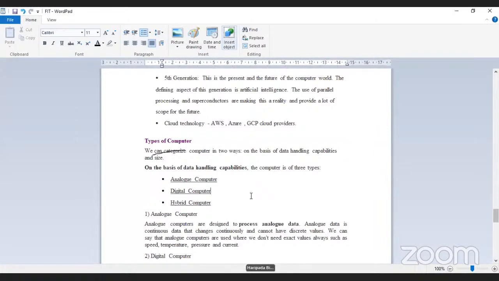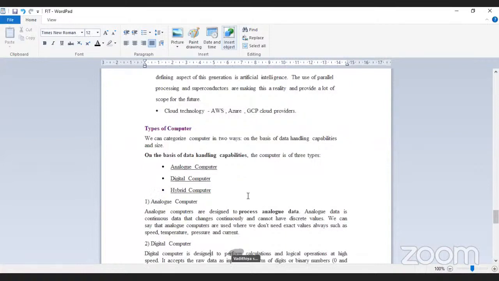On the basis of handling capability, what does data handling capability mean? For example, some computers can understand only signals. Some computers can understand both signals as well as data, like numerical format and other formats. Some computers only understand numbers and alphabets. We'll see them one by one: analog computer, digital computer, and hybrid computer. These are based on data handling.